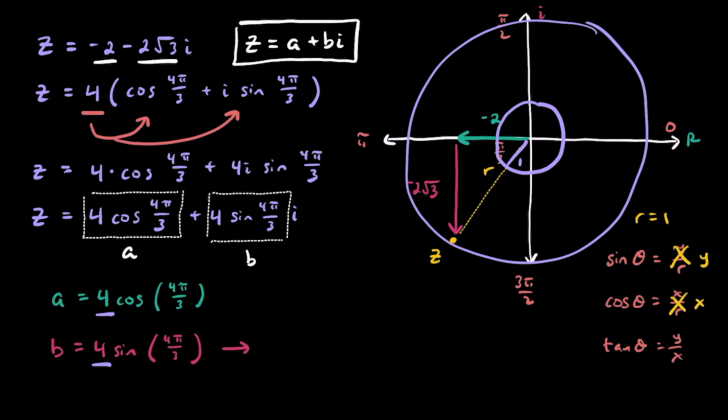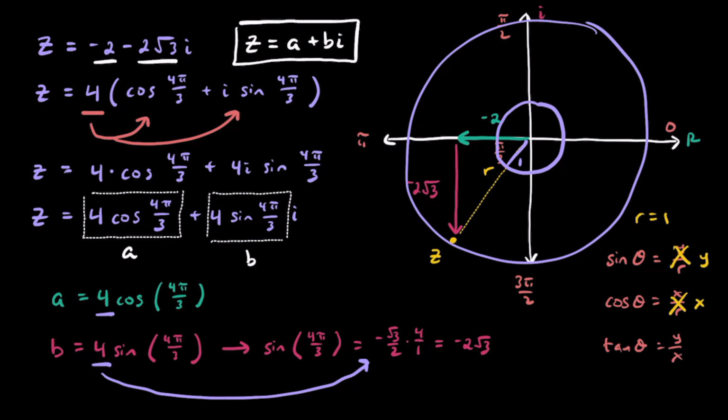So if you check a unit circle and you see what sine of 4 pi over 3 is, you'll see that that's actually going to be -√3 over 2. And if you take this and multiply it by 4 over 1, you're going to see where the -2√3 comes from.